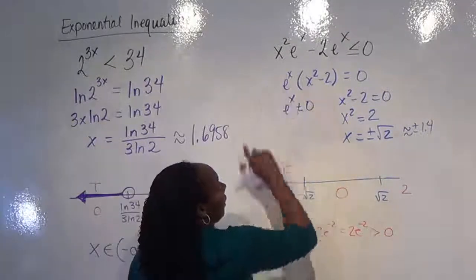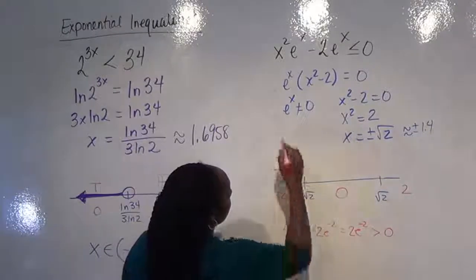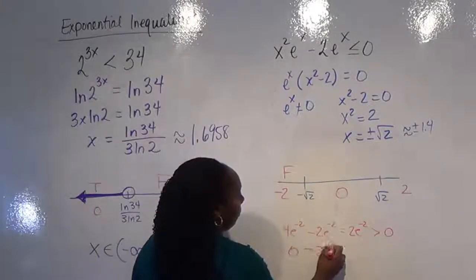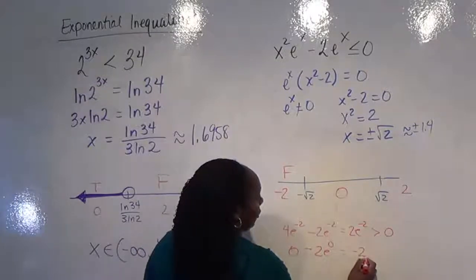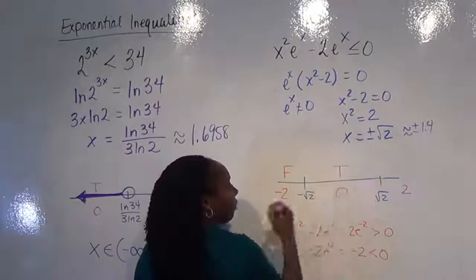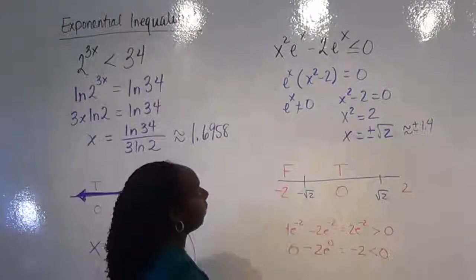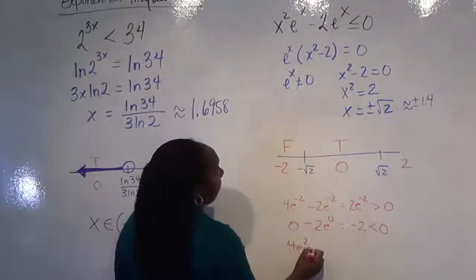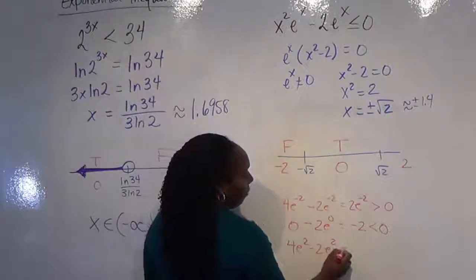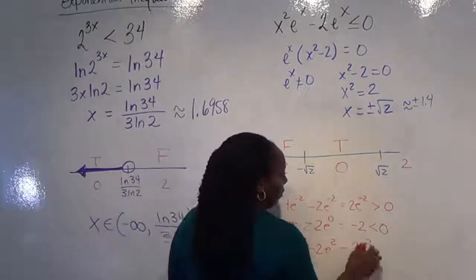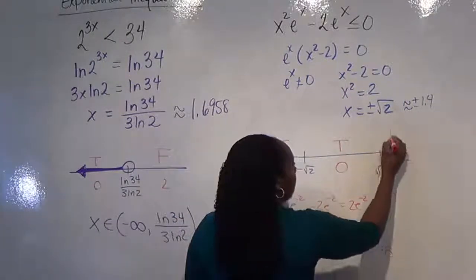If we plug in 0, we're going to get 0 times e to the 0, which is still 0, minus 2e to the 0, which looks like negative 2. That is certainly going to be less than 0. So that one is true. And if we look at positive 2, we get 4e squared minus 2e squared, which looks like 2e squared. Again, e is positive, 2 is positive, so that is going to be positive.